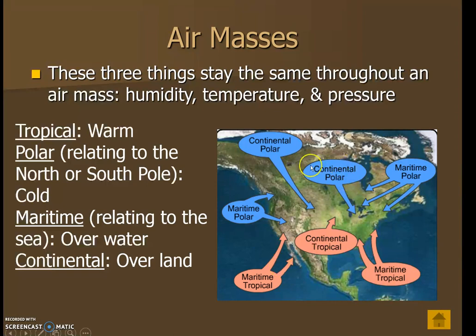The opposite would be a continental polar. Continental means it's over land, and polar means it's relating to the South or North Pole, which means it's cold. So a continental polar air mass would be dry and cold. So each of these words tells us what type of air mass it is and what that air mass's humidity and temperature would be.